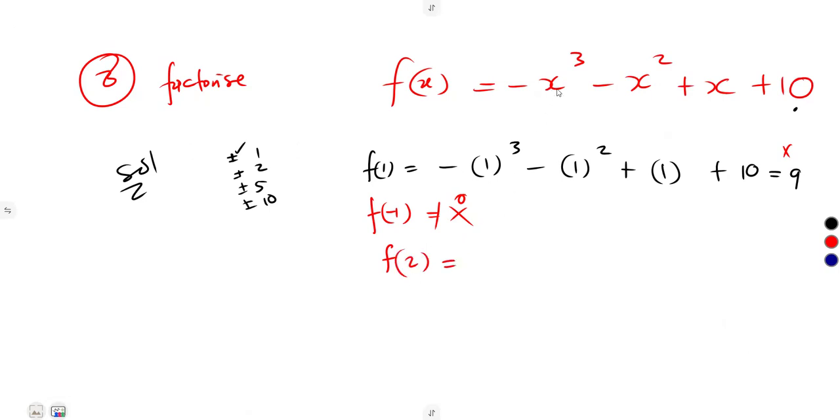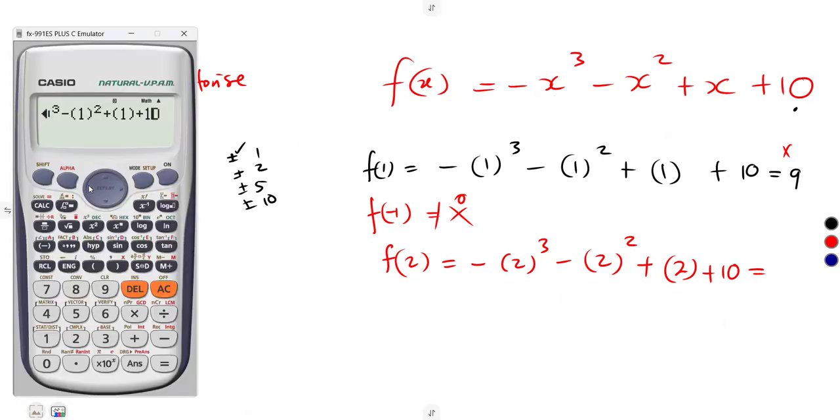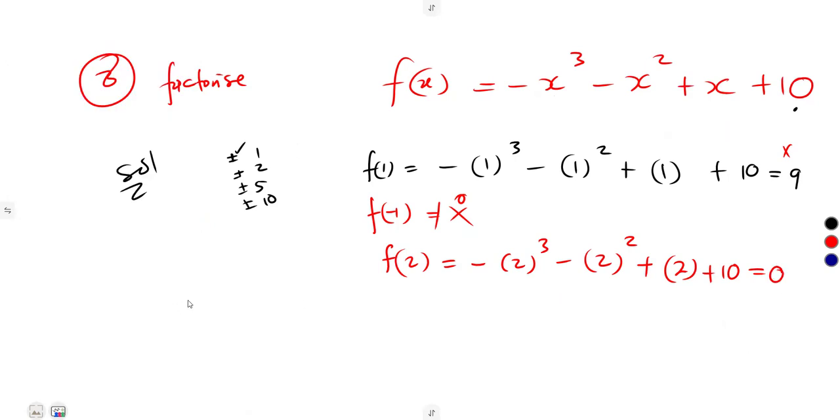In place of x, let us substitute 2: minus 2 cubed minus 2 squared plus, in place of x, you put a 2, plus a 10. Let us just see what you're going to have here. In place of x, that was going to be 2. So it's trial and error. Try, guys, until you obtain a 0. Try each and every one until you obtain a 0. So you can see that f of 2 gives us a 0.